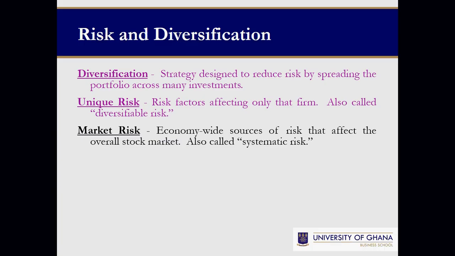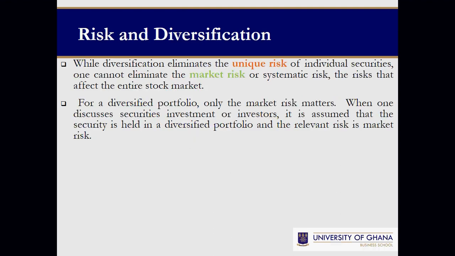Right. And then we also have market risk. This is an economy-wide source of risk. That is, it affects the overall stock market. So it's also called systematic risk, right? While risk diversification eliminates the unique risk of an individual security, one cannot eliminate the market risk. So for unique risk, you can run away from it, but market risk, you cannot. It's more or less like a constant.